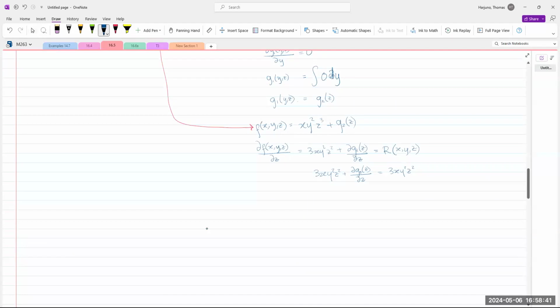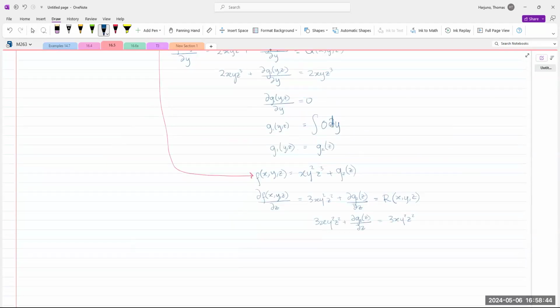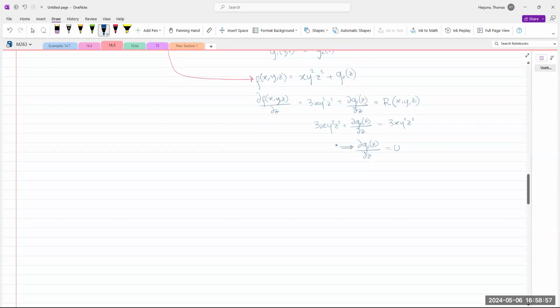Now that implies the partial of g2, which is a function of z only, with respect to z, equals 0. From there we can say that g2(z) at most is a constant. Let's call that k. Now then, going further, the potential function f(x,y,z) must be x y squared z cubed plus k.